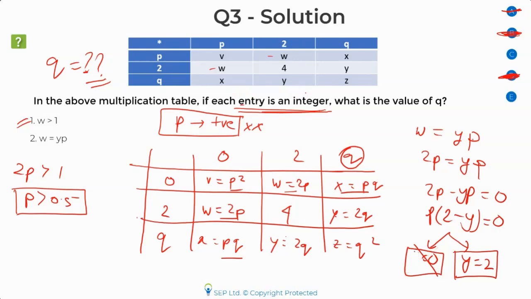Now, when you combine both of them, things become interesting because now they are telling you P is greater than 0.5. If P is greater than 0.5, then you can be sure that P is not equal to 0. Now you can cancel this out. If I have P multiplied by 2 minus y is equal to 0 and P is greater than 0.5, then P cannot be 0. So the only possible case is y is equal to 2. Now, the moment you have y is equal to 2, you can plug it here and find out the value of Q. So the correct answer in this case, which only 12% of you marked, is C.